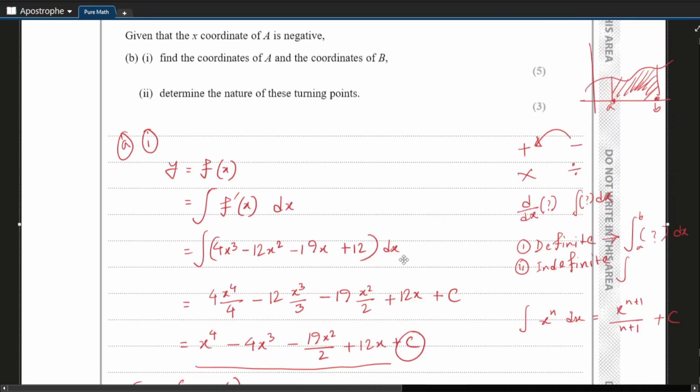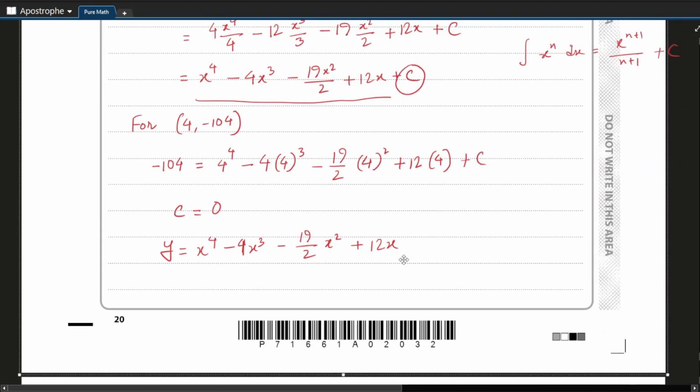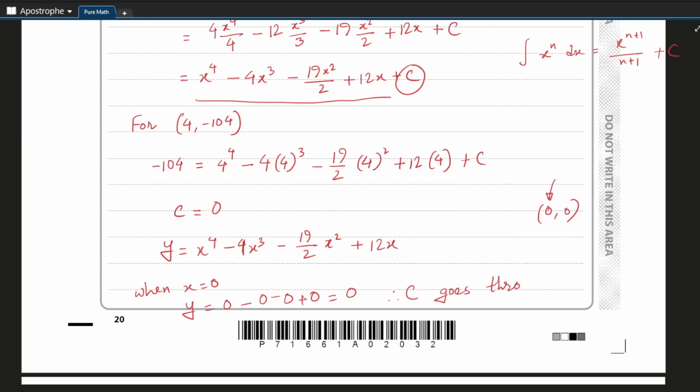Now going through the origin means, if the origin is (0, 0), that means when the value of x is 0, the value of y should be 0 as well. So when x equals 0, y equals 0 minus 0 minus 0 plus 0, which equals 0. Therefore C goes through the origin.